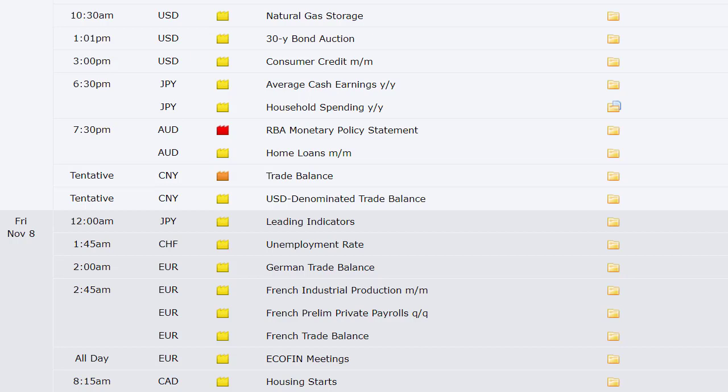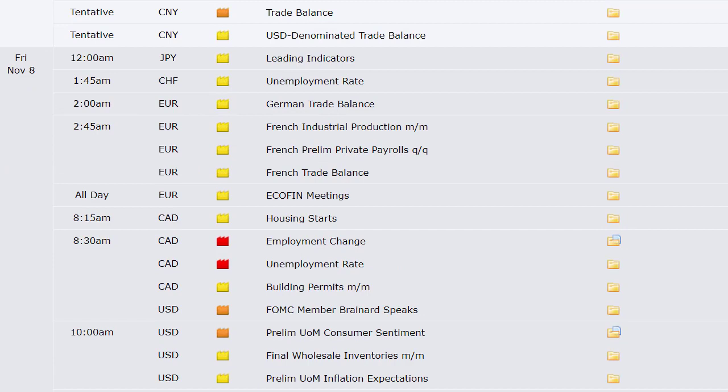Australia's got their home loans numbers and their statement from their Fed equivalent from the rate announcement on Sunday night. Leading indicators out of Japan, unemployment rate out of Switzerland, German trade balance out of Europe, French industrial production and preliminary private payrolls, trade balance out of France. That's Friday at 2:45 a.m. Eastern time. Housing starts and the unemployment change, the unemployment rate out of Canada on Friday, and then the University of Michigan sentiment, final wholesale inventories here in the U.S. China puts out their CPI and PPI over the weekend.